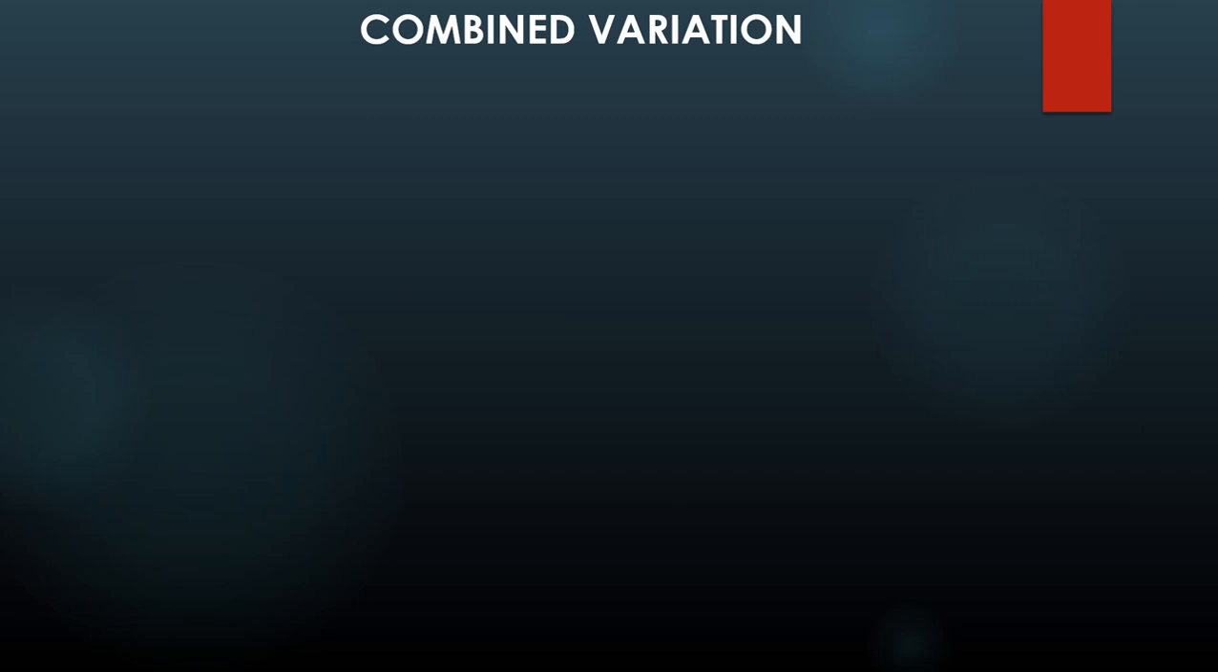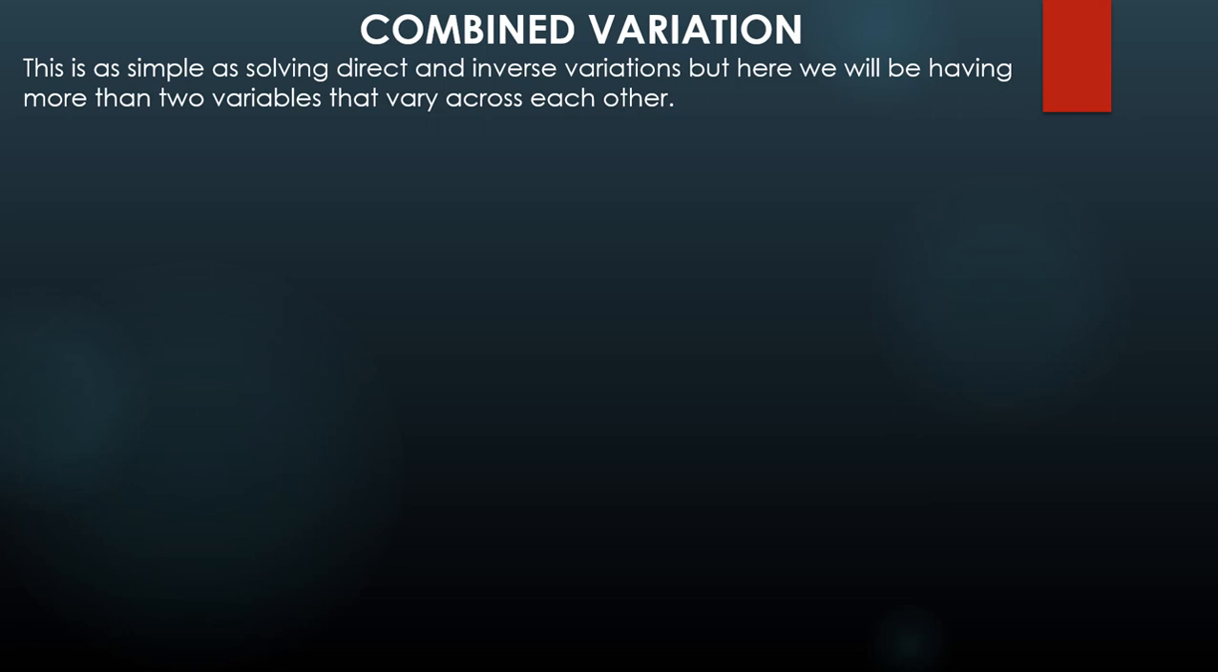Here in combined variation, it's also very easy. In combined variation, you can combine two different variations together, or you combine the same variation twice, but this involves more than two variables. So let me read from here. It says this is as simple as solving direct and inverse variation, but here we'll be having more than two variables that vary across each other.